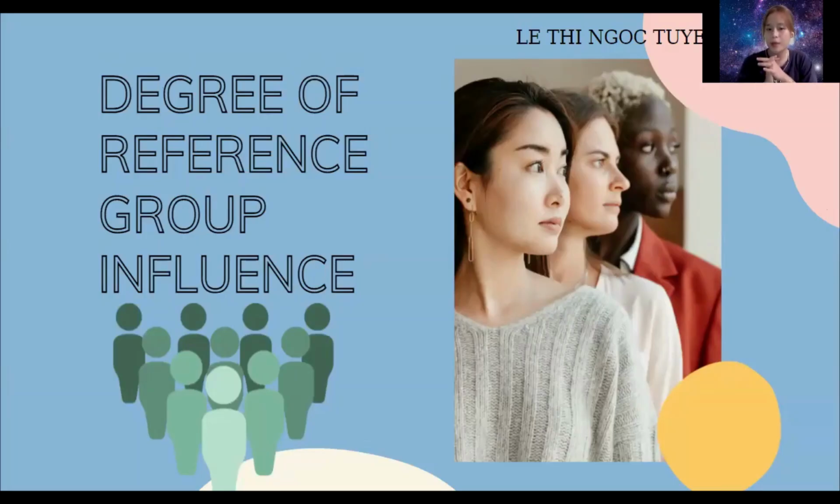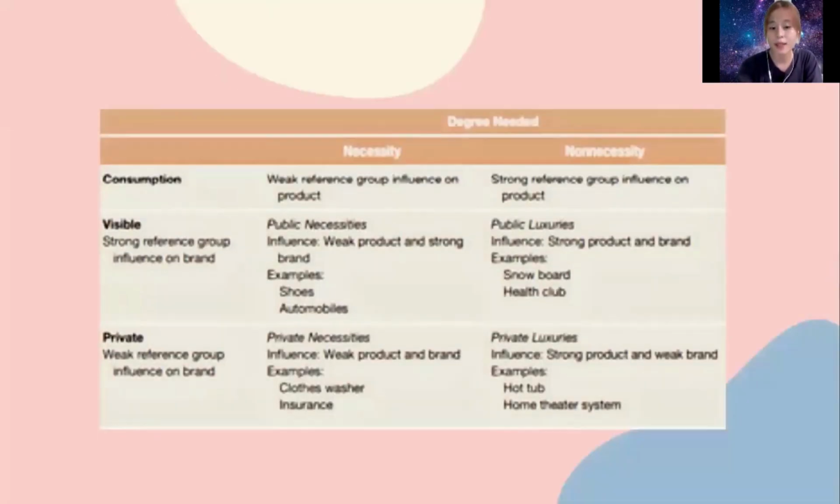Hello, my name is Ngọc Tuyền. So now I will continue to present the next part of chapter 7, that is the degree of reference group influence. Reference groups affect the consumption or usage of the type of product or the brands, but they still have no effect on some particular situations. As you can see in the table, group influence is strongest when the use of the product or brand is visible to the group. Reference group influence is stronger in items that have less necessity.